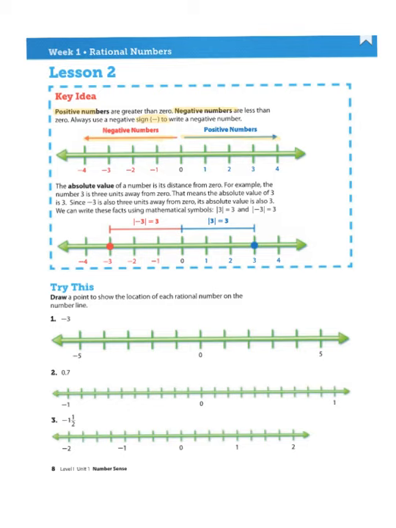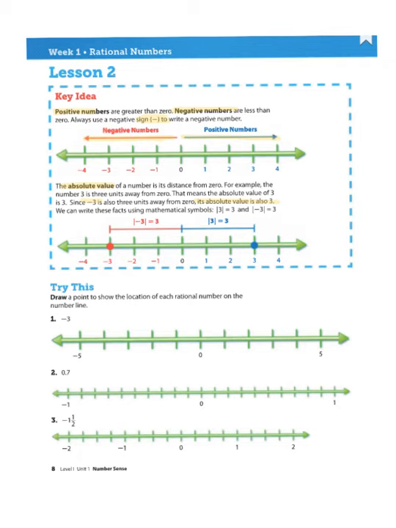We're also going to talk about absolute value. The absolute value of a number is its distance from 0. For example, the number 3 is always 3 units away from 0. That means the absolute value of 3 is 3. Since negative 3 is also 3 units away from 0, the absolute value is also 3. So negative 3, the absolute value will also be 3.